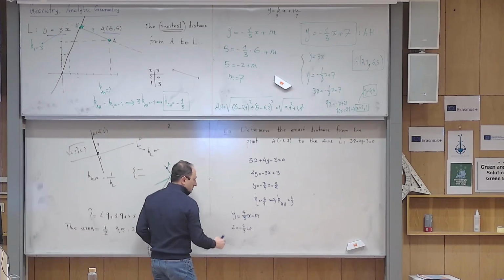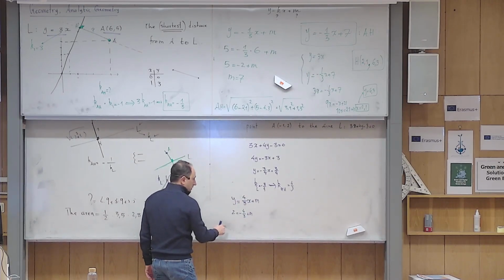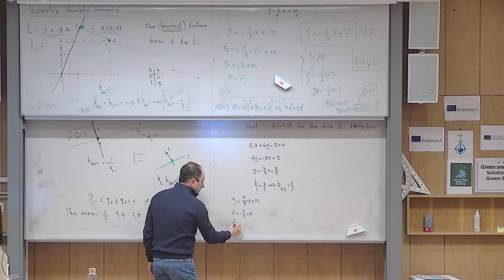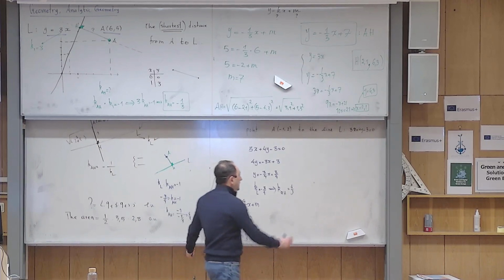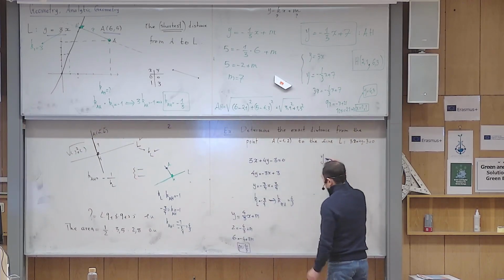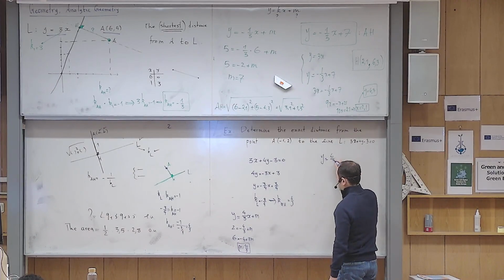Because it is a fraction, I get rid of fractions by multiplying by 3. So this becomes 6 is equal to minus 4 plus 3m. I move this, it becomes 10 divided by 3. So m becomes 10 over 3. I have to keep the exact value. So then I have my equation: y equals 4 over 3 x plus 10 over 3.